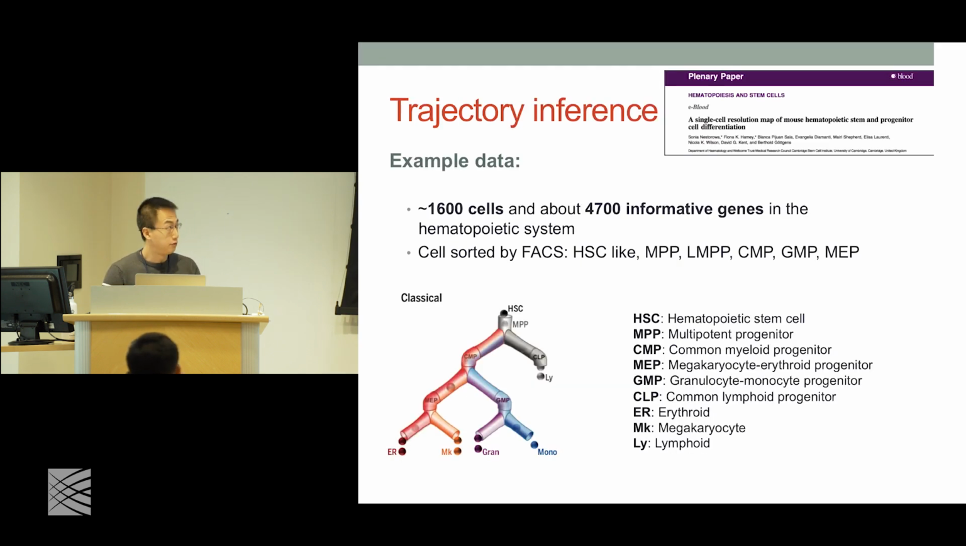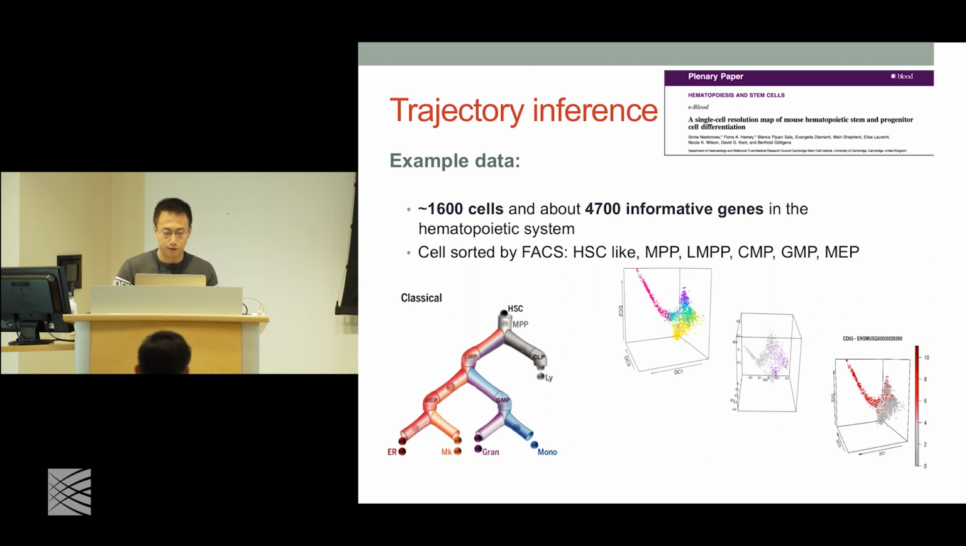For the trajectory inference part, I will use this single-cell RNA-seq data set as an example. In this data set, we have 1,600 cells and 4,700 important genes. The figure here shows a very classical roadmap of a blood development system. In the original paper, they have some visualizations. As you can see, they can plot all the genes, they can plot all the cells and highlight some cell populations and also the gene expression.